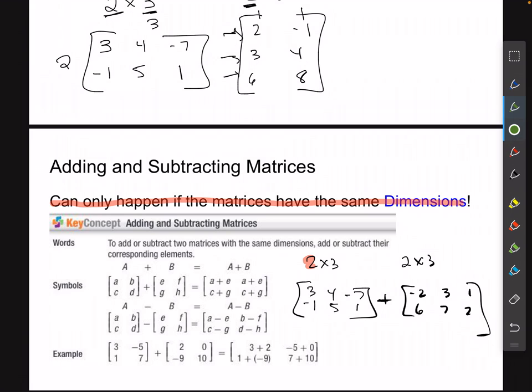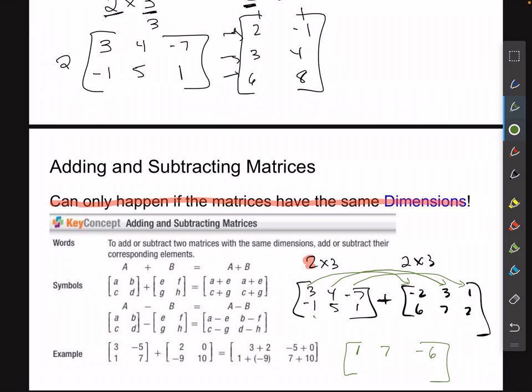So here, if we're adding these together, we would have 3 plus -2. So by the way, the result will be a matrix that's the exact same, right? So same dimension. So 3 plus -2 would give you 1. And then we could do 4 plus 3, which would give me 7, right? And then I can do -7 plus 1, which would give me -6.